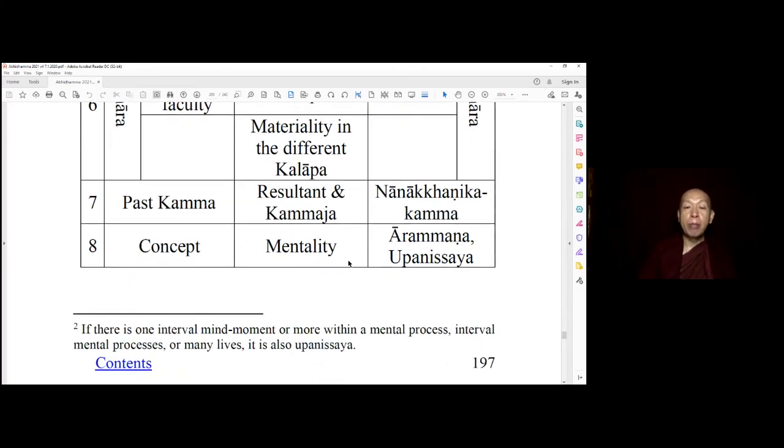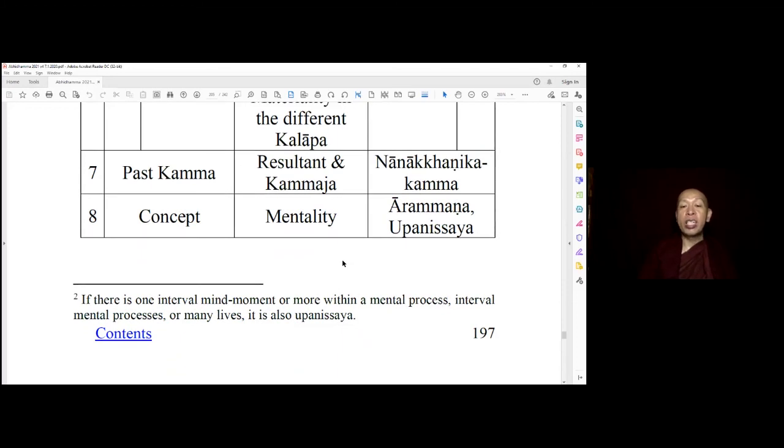Past karma and resetting consciousness in this very life, and also kamaja kalapa in this very life. It can be nanakkhanika karma with different occasions, right? So past karma will produce that, which is called nanakkhanika karma. Nana means different, khana means moments, different moments. So this is the past and present relationship.